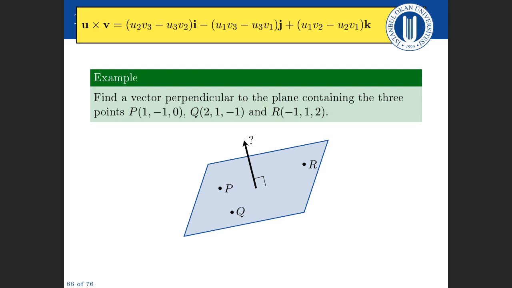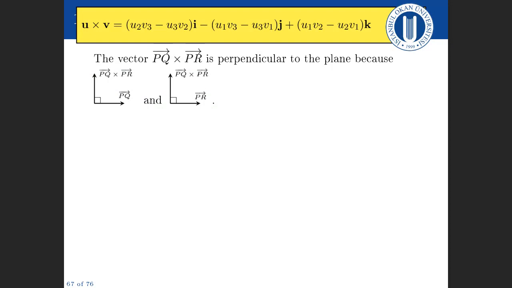Find a vector perpendicular to the plane containing the points P, Q, and R. Now, we can find two vectors in this plane easily. We can find PQ and we can find PR. How could we find a vector which is orthogonal to these two pink vectors? We do what we always do, we just take their cross product. We're going to be calculating PQ cross PR because PQ cross PR is orthogonal to PQ, angle is 90 degrees, and PQ cross PR must always be orthogonal to PR. The angle between them is 90 degrees.